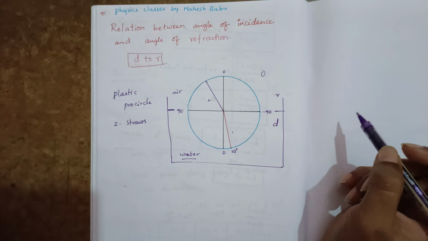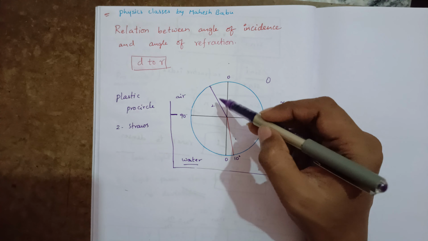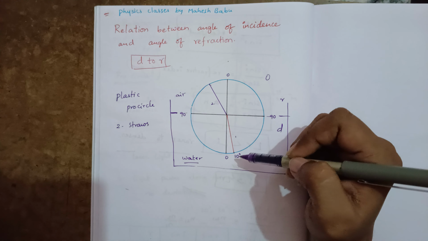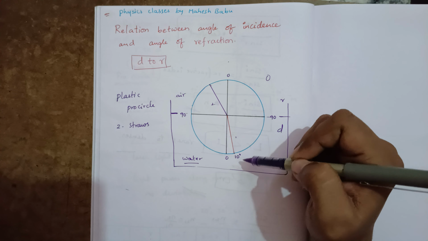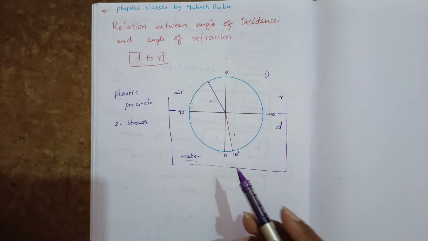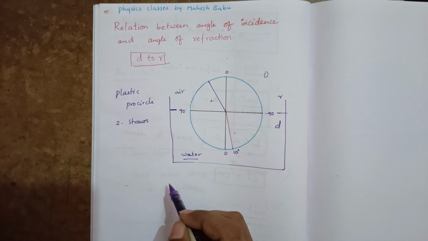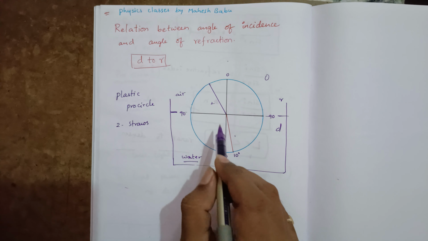Now it is at 10 degrees, and the second straw is placed straight to it. When the first straw is in water, both appear straight to each other. Now if you remove it out, will it appear straight? No. When the first straw is inside the water and the second straw is outside, both appear straight. When we remove it outside, one will be close and one will be away.